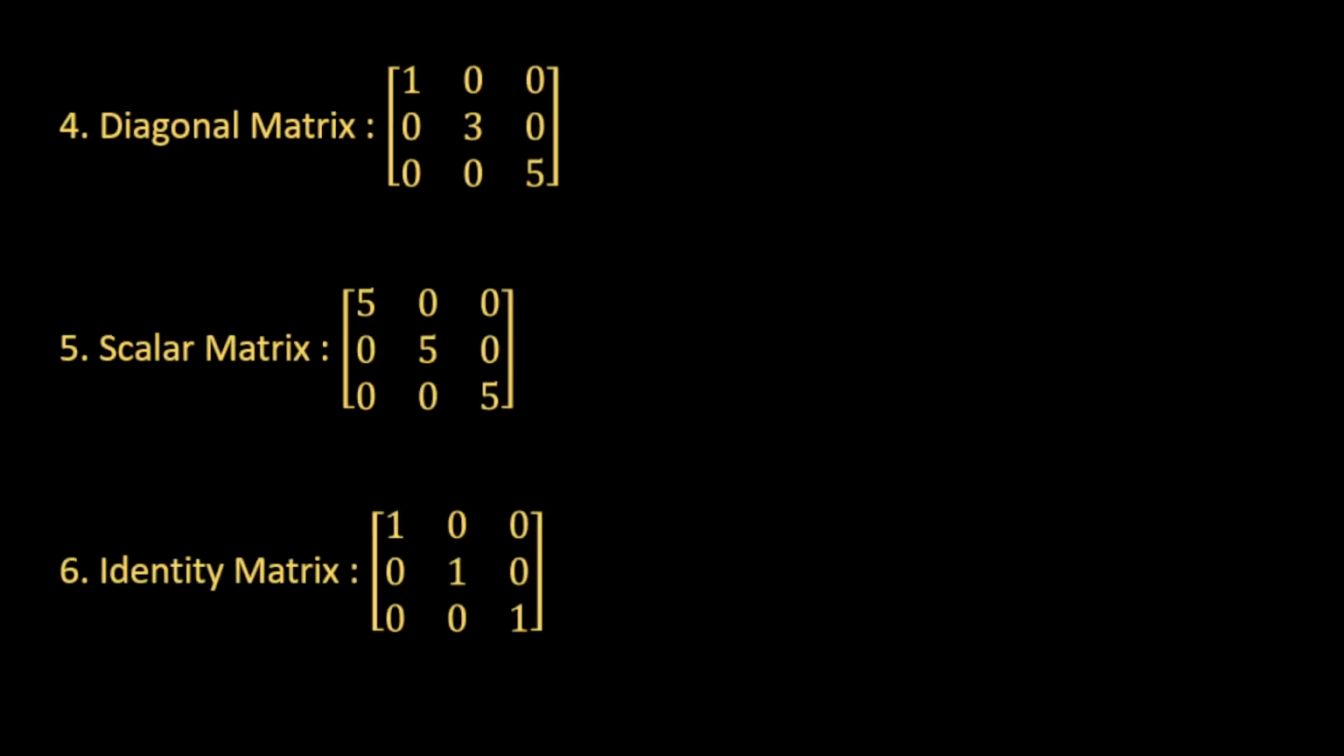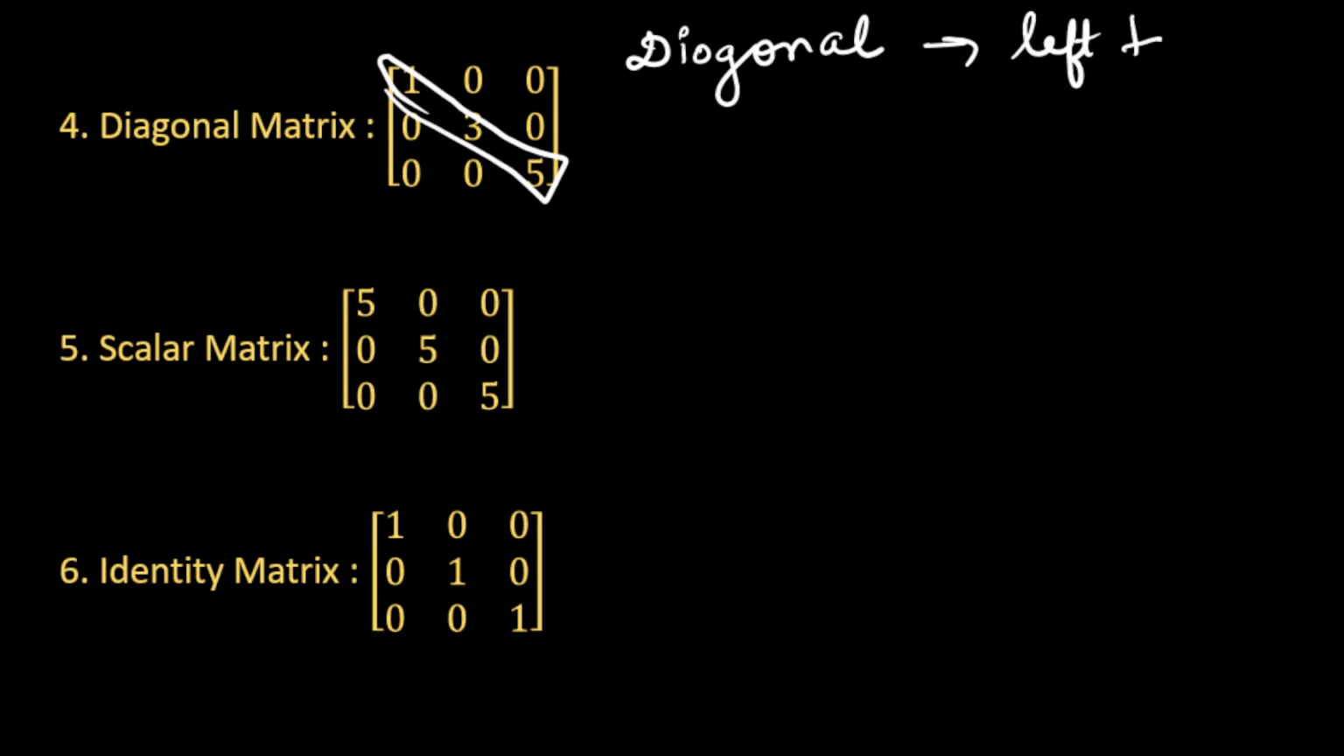Let's do the next one. The next type of matrix is the diagonal matrix. In a diagonal matrix, all the diagonal elements are there, and other than the diagonal elements, all elements are equal to 0. And when I consider the diagonal, it should be from left to right.